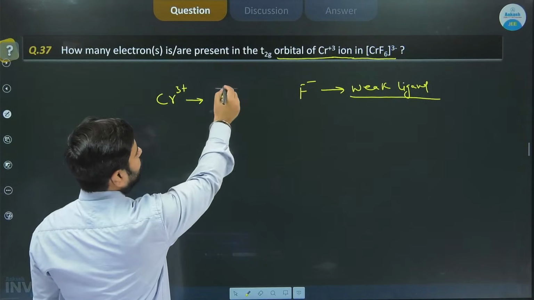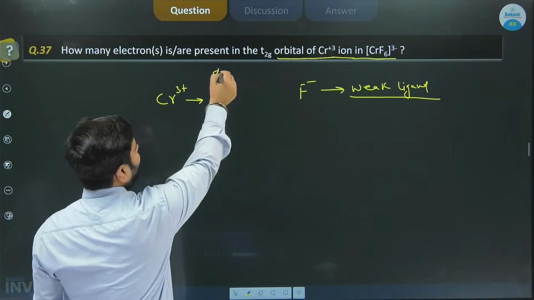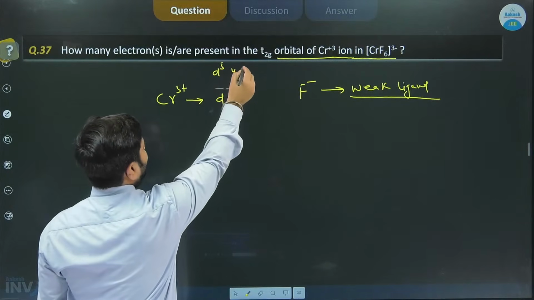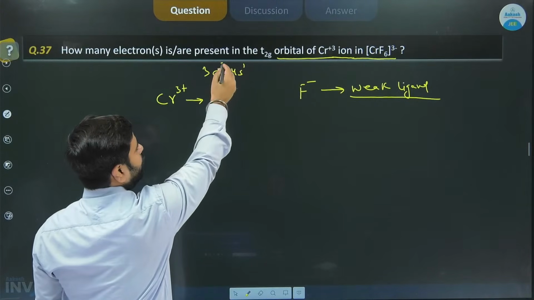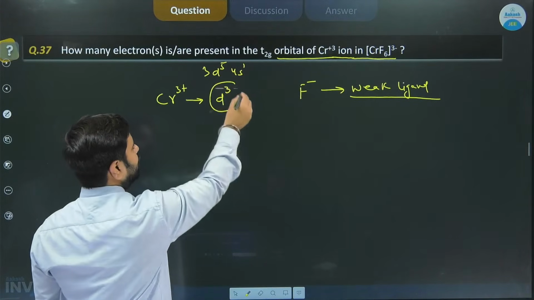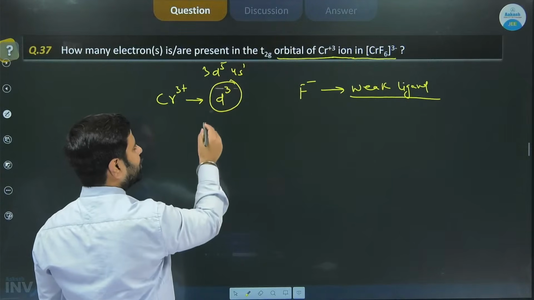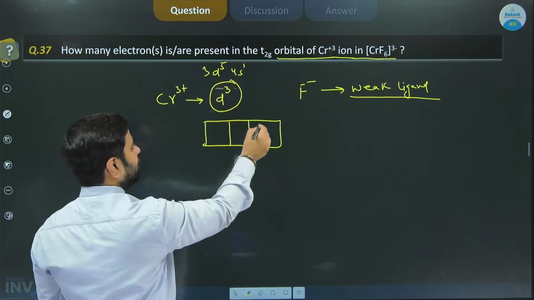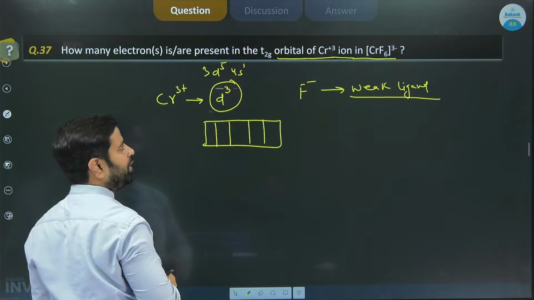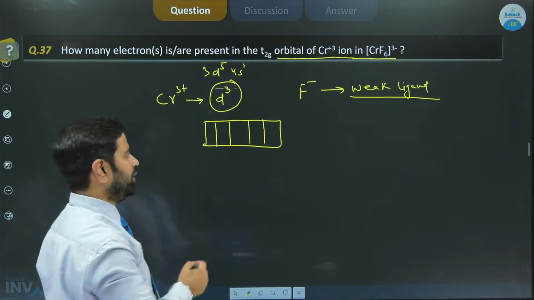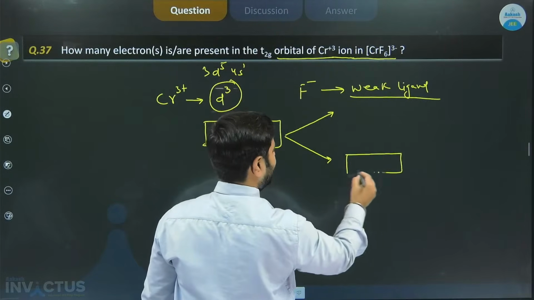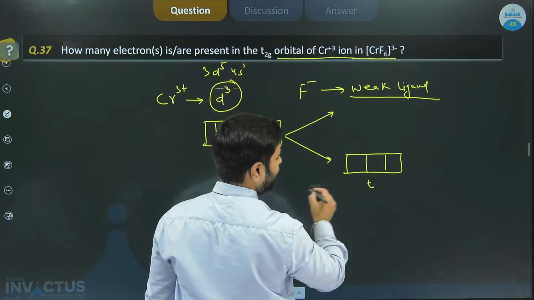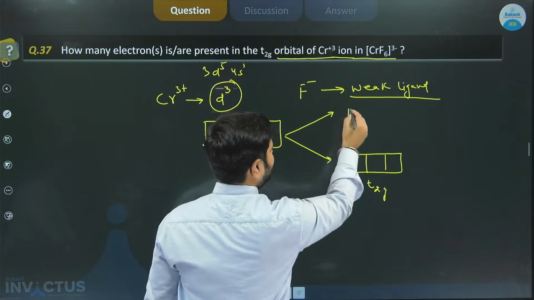So chromium 3+ would be d3. Starting from 3d5 4s1, 3 electrons will be removed, 1 from here and 2 from here. So it is a d3 configuration. And in the d3 configuration, you can say how the splitting will occur in the case of an octahedral complex. You know that the splitting goes like that: t2g and eg.